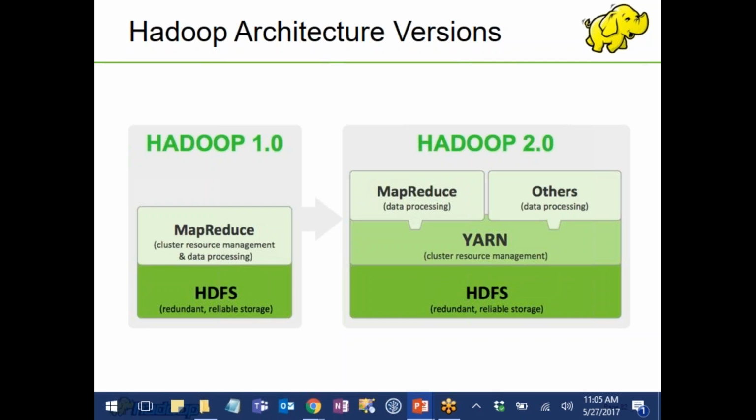But in 1.0 there is no YARN. How did they manage? Anybody aware how they managed to allocate the resources? In 1.0 also, it was not a separate component, but small library files were managing the resources. But in version 2.0 they made it a separate component that manages all the resource management in one single component, which is YARN. Okay, so that's where it started.